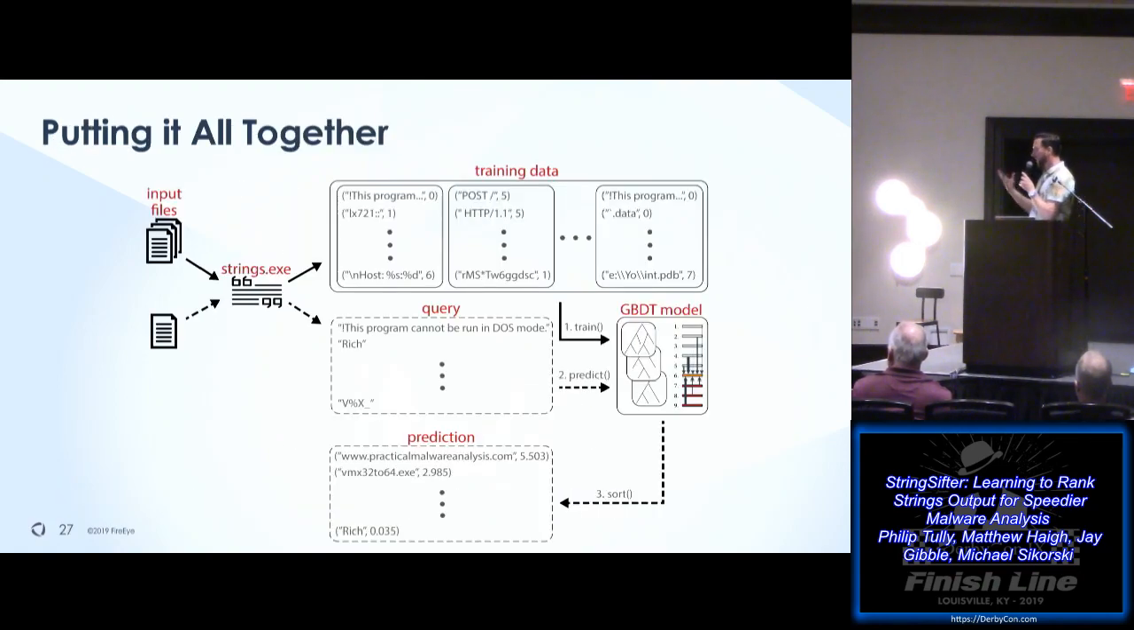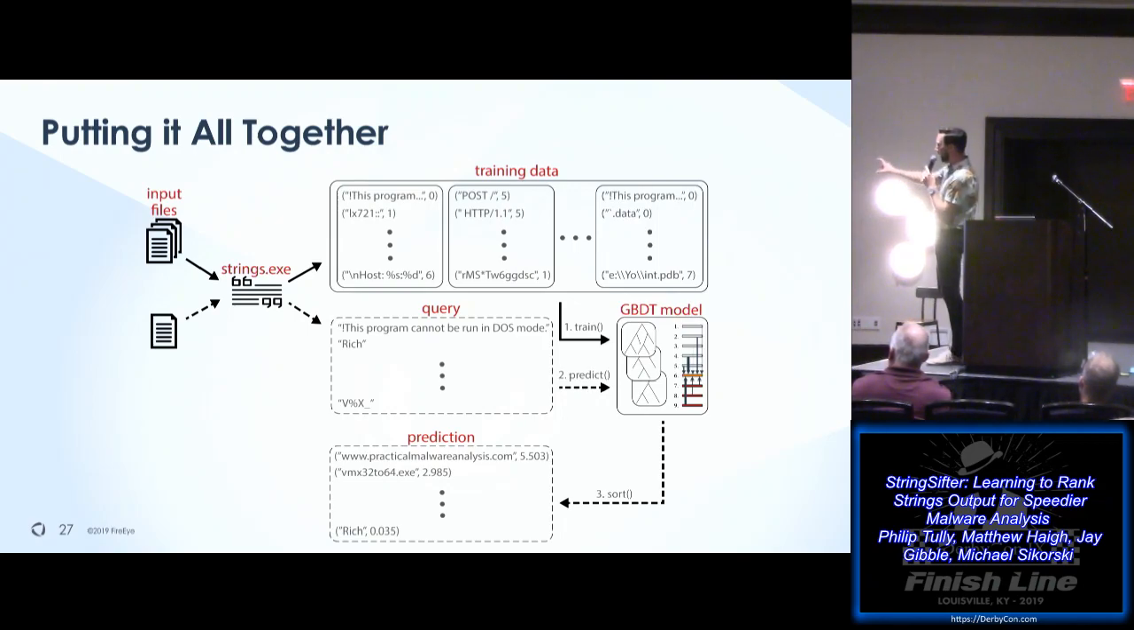So to put it all together, before I hand it off to Jay for a tool demo, we have a set of input files that we train on some, and we test on some others. And we run them all through strings, right? So we produce a ton of different strings from these malware binaries. And we have training data where we know the labels. We have an input query, which is something like a strings output that the algorithm has not been trained on.